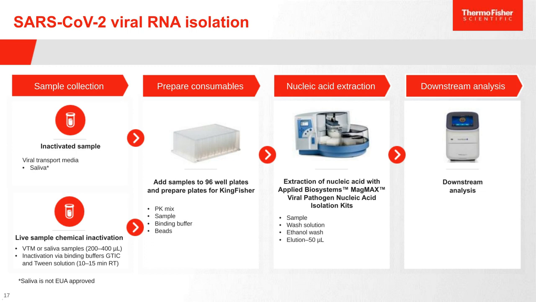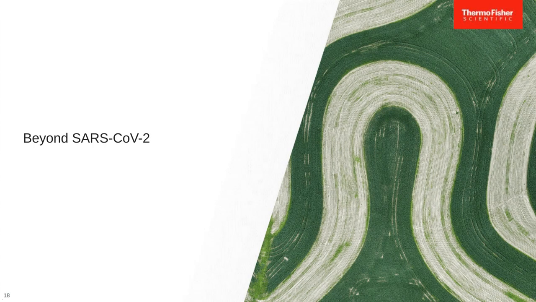And you can see, starting from the left, whether you've got an inactivated sample or a live sample, we've got protocols for both. We can inactivate with our binding buffer and then go straight into our extraction. That works really well, and that extraction is performed in 22 minutes. What I really want to focus on in this presentation is going beyond SARS-CoV-2. If you've already got the instrument and you're already doing SARS-CoV-2 extractions, what more can you do with the system? That's what I really want to focus on.